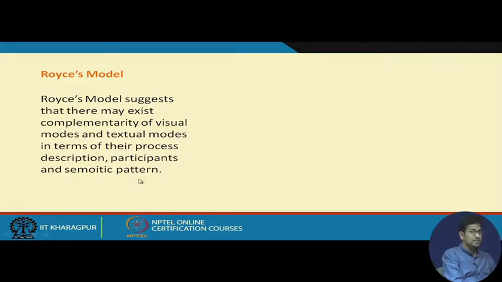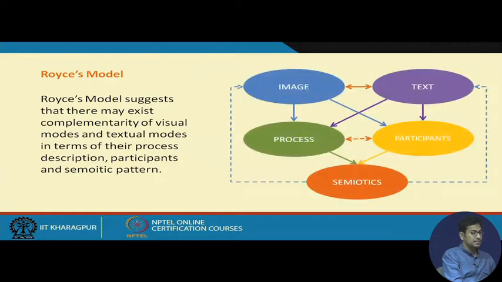Now let us look at it diagrammatically, what it exactly means. This particular diagram will give us an understanding of how it is working. We have image and text, and they may have a complementarity, one complementing the other. The image is talking about some process and has some participants. Similarly, the text also talks about some process and participants. Of course, the participants and process are interconnected because they are working together, and then both the process and participants have some semiotic type.